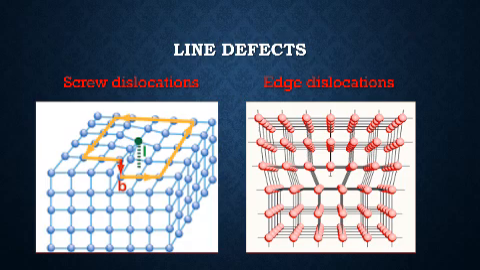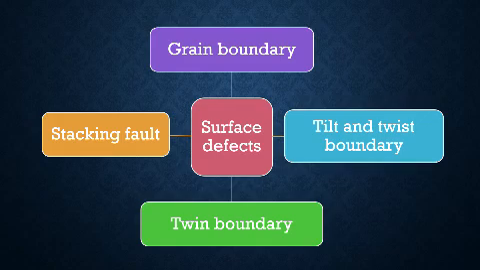The next type of defect is the surface defect or plane defect. The defects on the surface of a material are called surface defects or plane defects. Surface defect is also known as two-dimensional imperfections. The surface defects are due to a change in the stacking of atomic planes on or across a boundary.